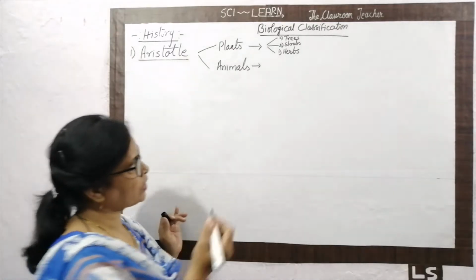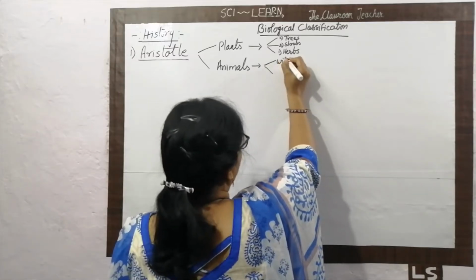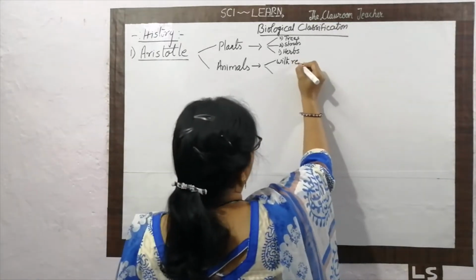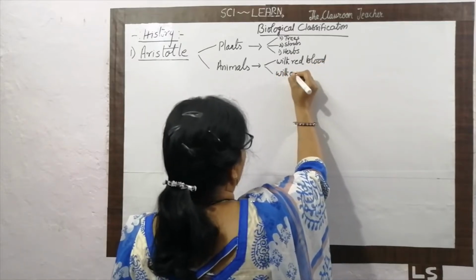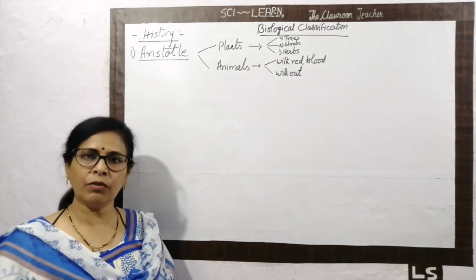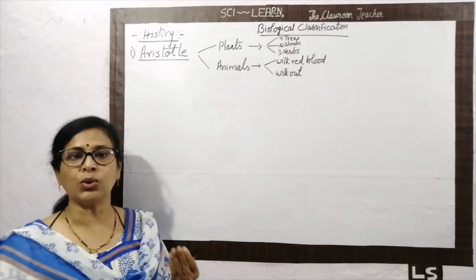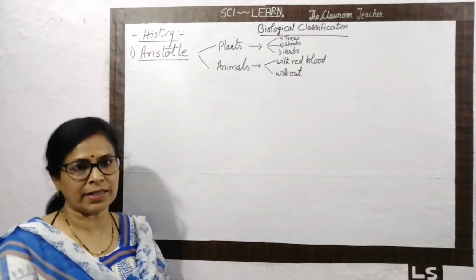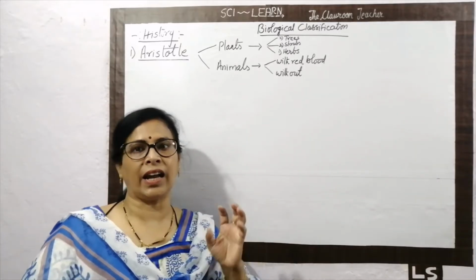And what is the classification according to him for animals? He classified animals in two types: with blood, meaning red blood, or without red blood. But he was unable to explain Euglena. Euglena shows a dual nature. About the fungi, what is the nature of the fungi, where do we have to place it? So he was unable to explain some species which have dual characteristics.